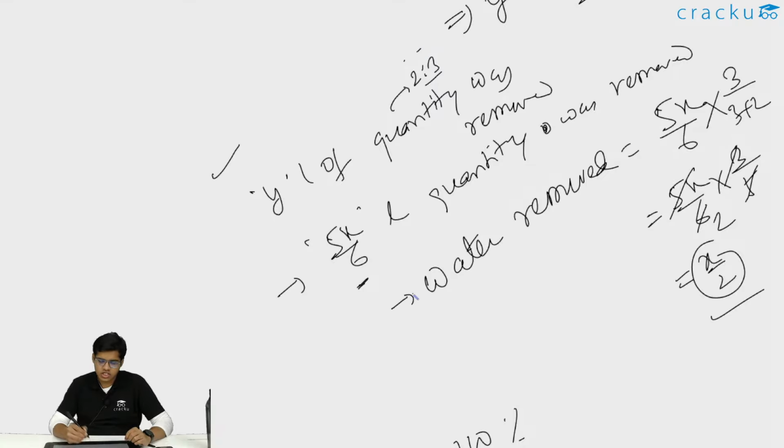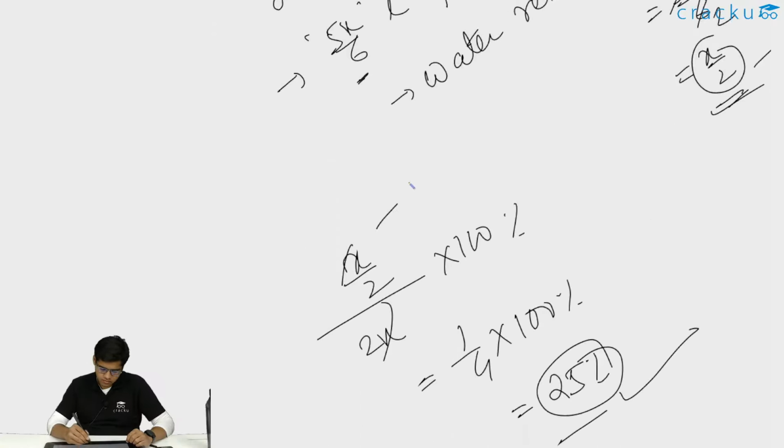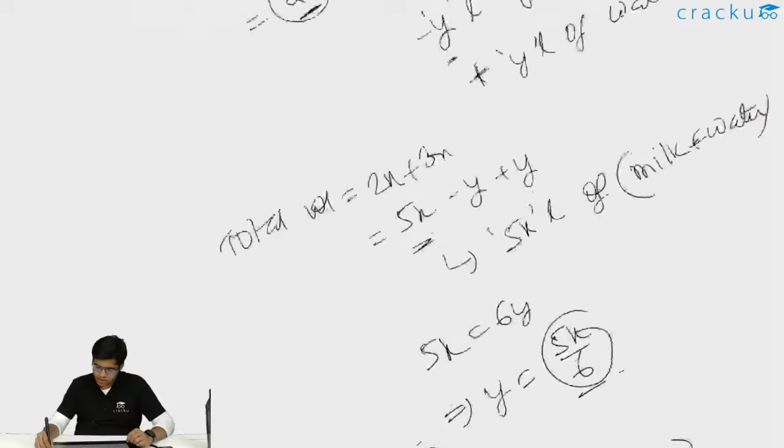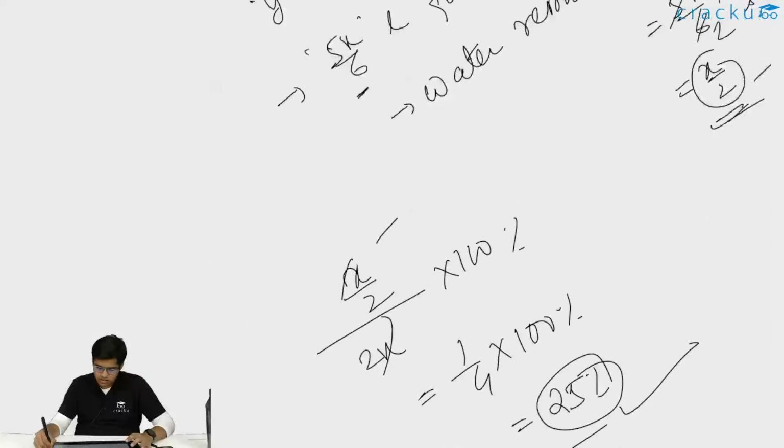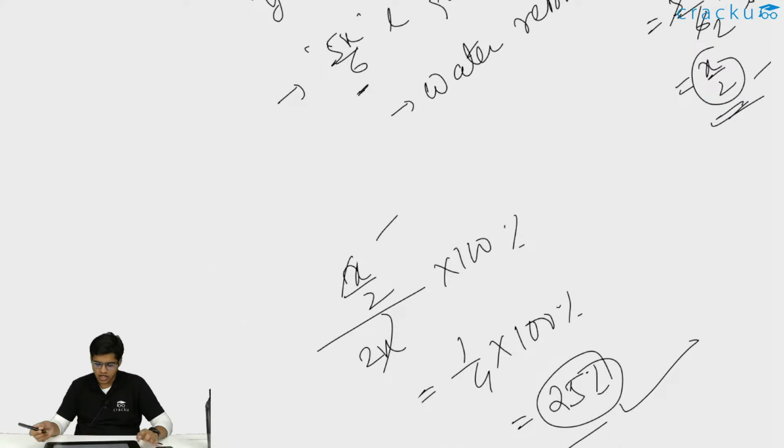So how much water is being removed? Water removed will be 5x by 6 into 3 by 5, right? Because water is to total quantity would be 3 by 5, right? So 5x by 6 into 3 by 5, which is x by 2. So water removed is x by 2 and initial quantity of water is 2x. Initial quantity of milk is 2x. So that's how we are getting 25%. Is it clear, Satvik? Quantity of water at the end.